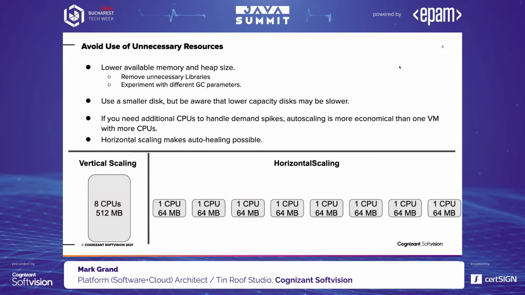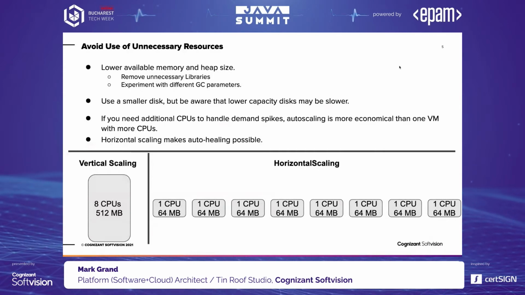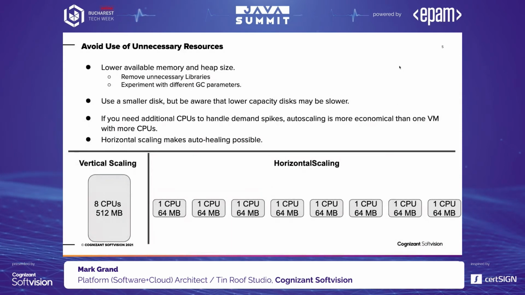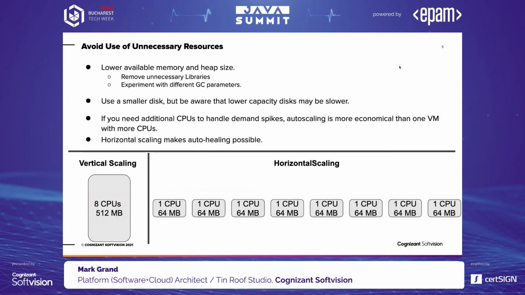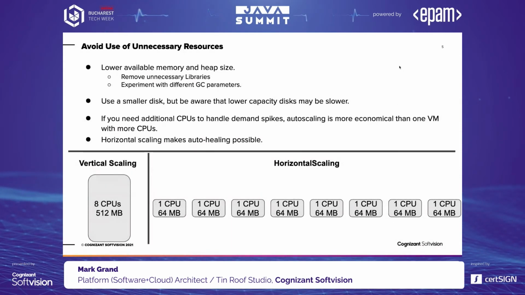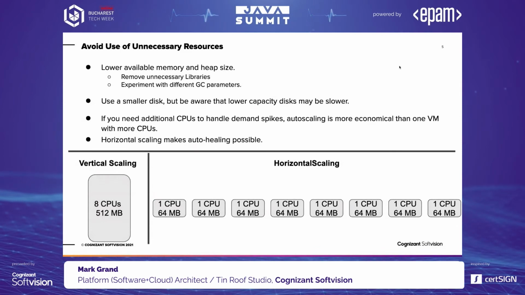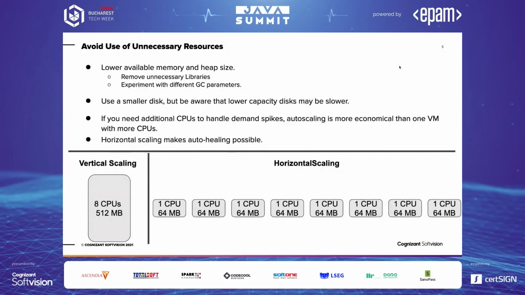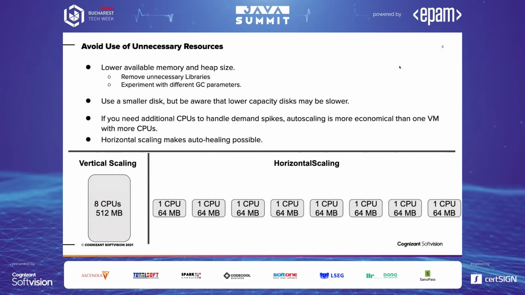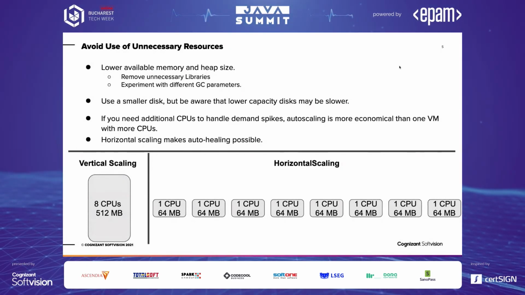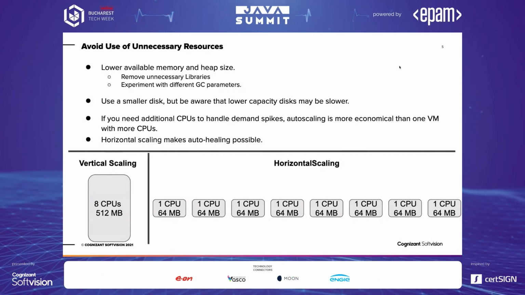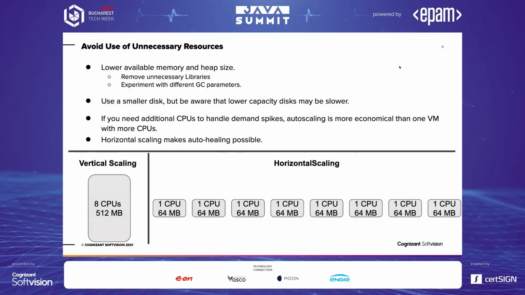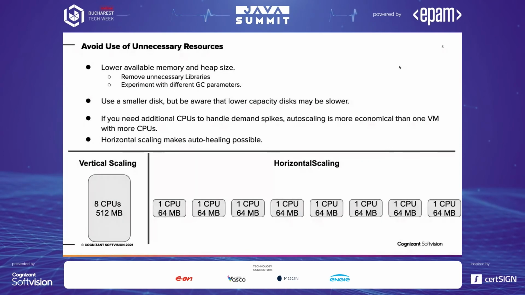So maybe that's 8 CPUs with 512 megabytes. And if you have that, well, you've bought yourself a bunch of resources that you have to pay for, whether you're using them or not. In the cloud environment with the pay-as-you-go, what you do is what's called horizontal scaling, where instead of having one big VM, you have a bunch of smaller ones.